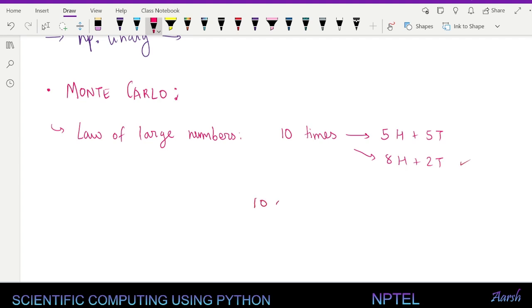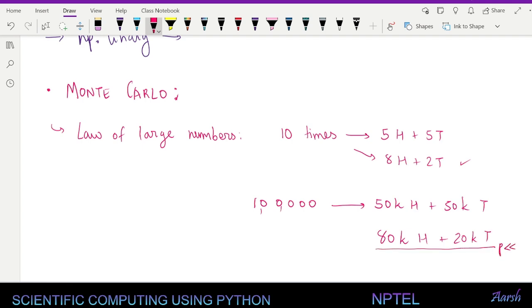But if you do the same experiment, say, 1 lakh times, then you will say, well, 50,000 should be heads and 50,000 should be tails, and that is what you roughly expect, right? You will almost never get 80,000 heads and 20,000 tails. What do I mean by that? The probability of this, which you can calculate, is very, very small.